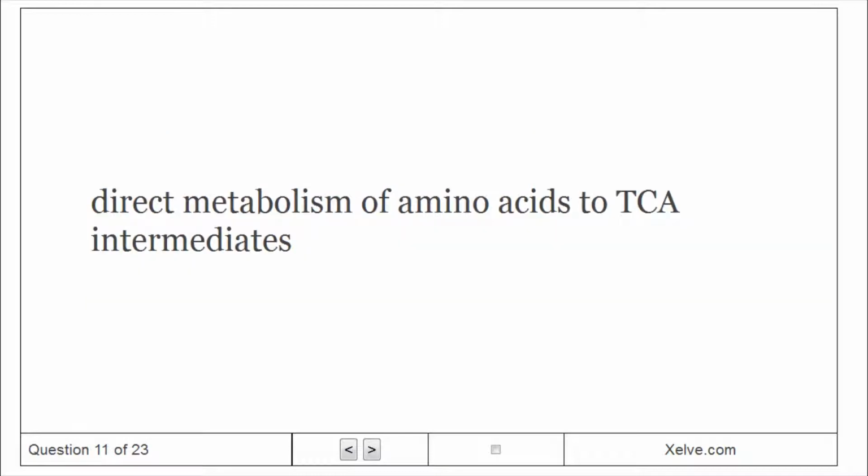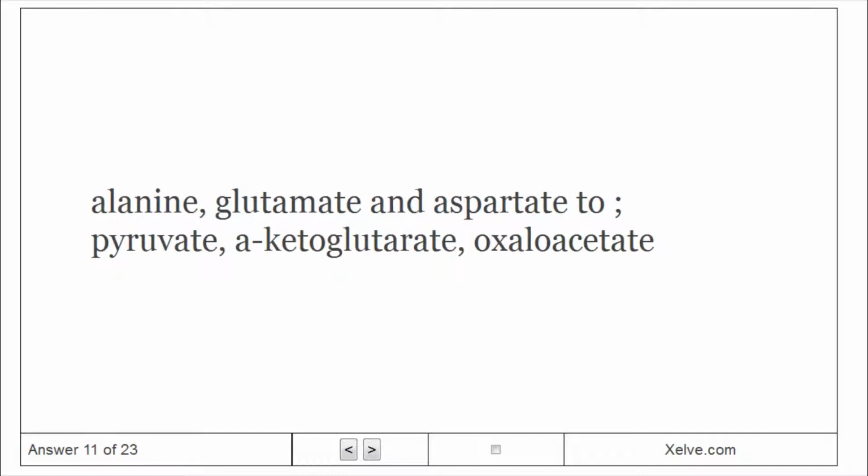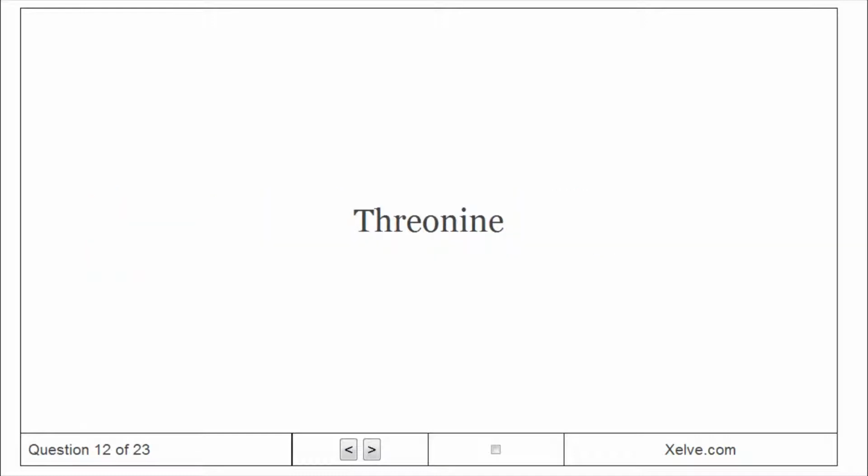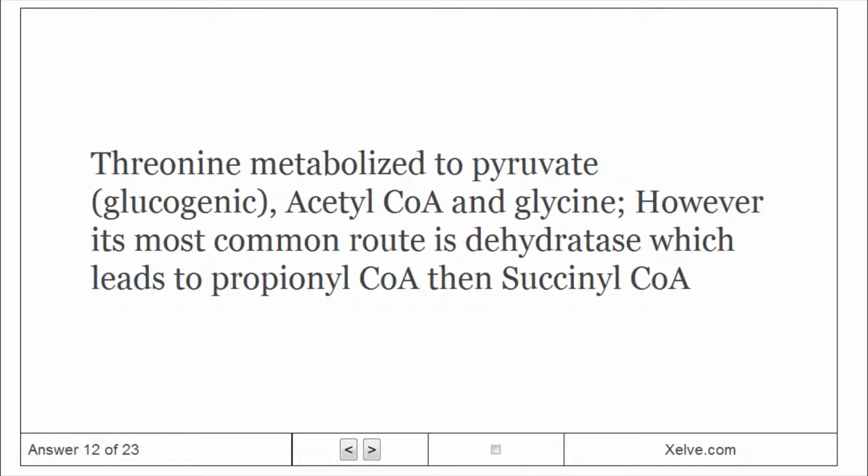Direct metabolism of amino acids to TCA intermediates. Alanine, glutamate and aspartate to pyruvate, alpha-ketoglutarate, oxaloacetate. Threonine. Threonine is metabolized to pyruvate, acetyl-CoA and glycine. However, its most common route is dehydratase, which leads to propionyl-CoA then succinyl-CoA.